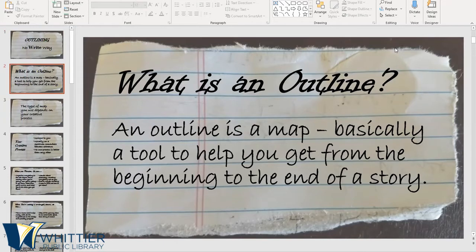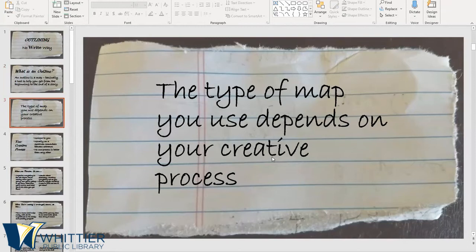What is an outline? An outline is a map. It's basically a tool to help get you from the beginning of the story to the end of the story. When you're writing, you want to know where you're going, or maybe you don't want to know where you're going, but it does help if you've got a map. Sometimes it can be a very loose map, it can be a very structured map, but it can help. Now, the type of map you're going to use is going to depend on your creative process. I can show you what I do exclusively, but that's not necessarily going to help you, because you may have a different style. You may have a different zeitgeist.